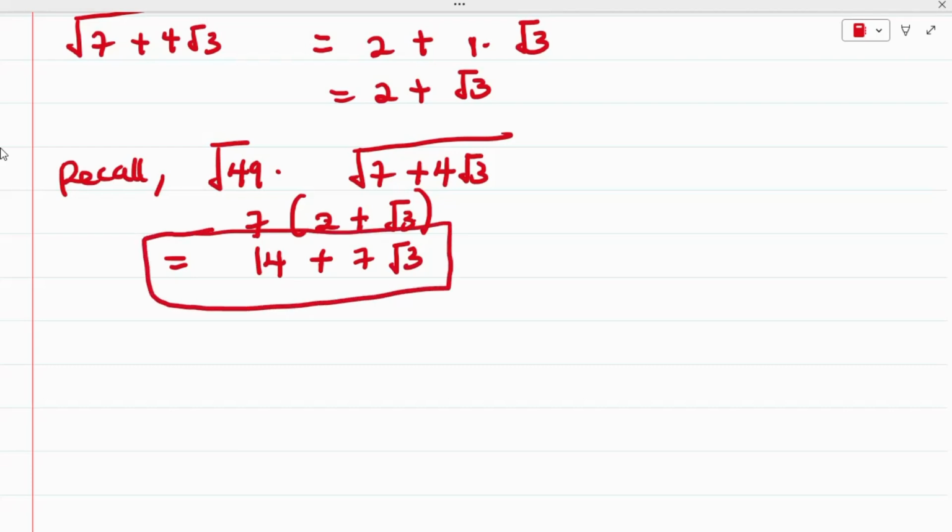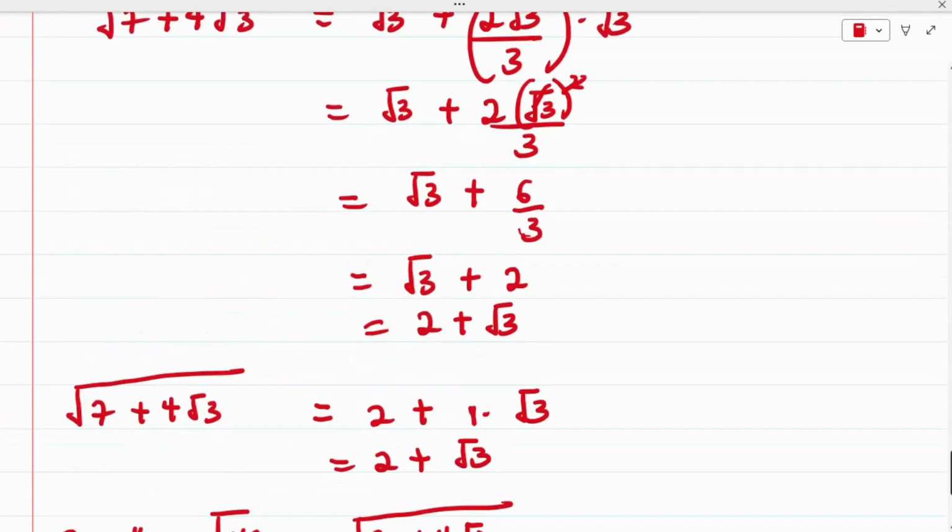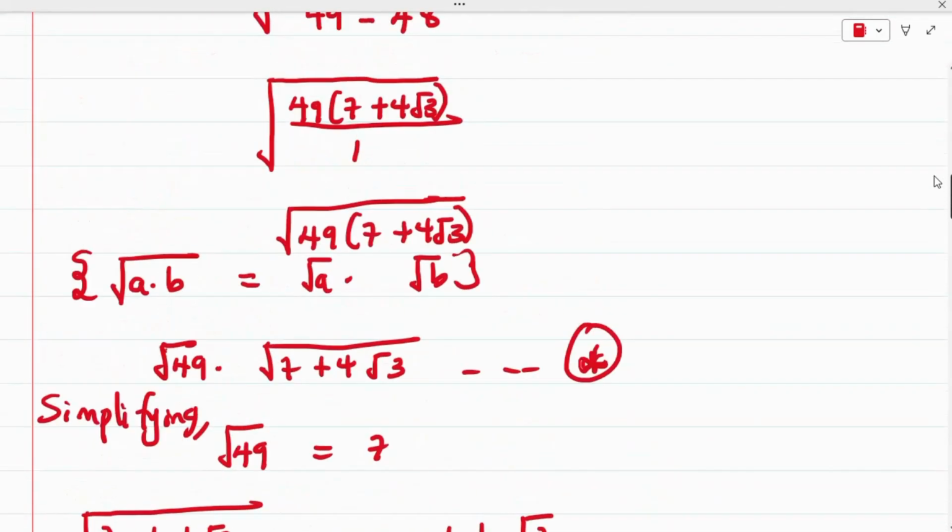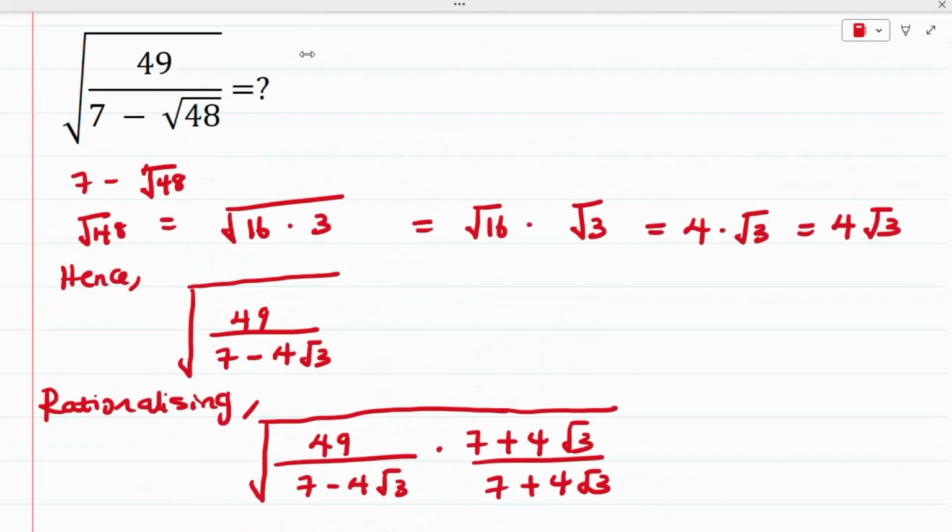So guys, we have been able to solve this square root simplification right here, and we have been able to find our final answer to be equal to 14 plus 7 root 3, and this is the final answer.